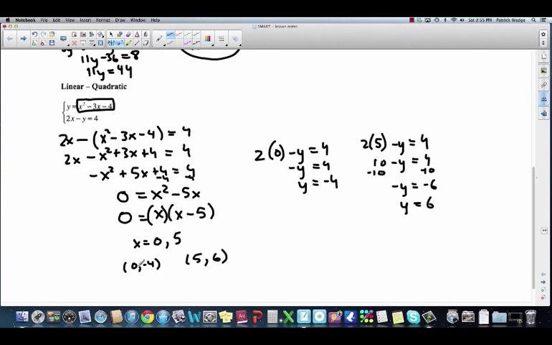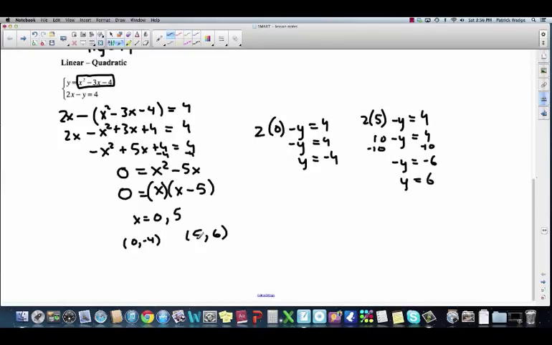You could check those answers. You could put 0 into this x, and you should get negative 4 on the other side. And you can also put 5 and 6 in those, and you should get the right answer as well. I'll check my answer, because I actually did this one before, and yes, I got the right answer. Good. Let's go to the next page.